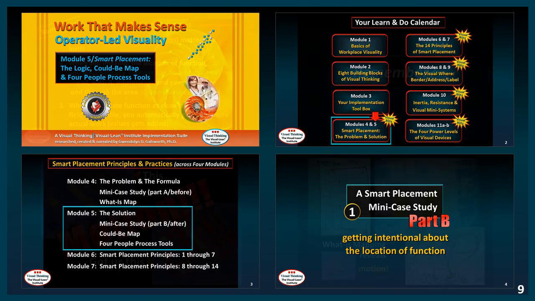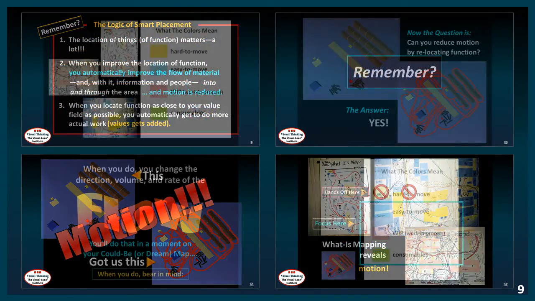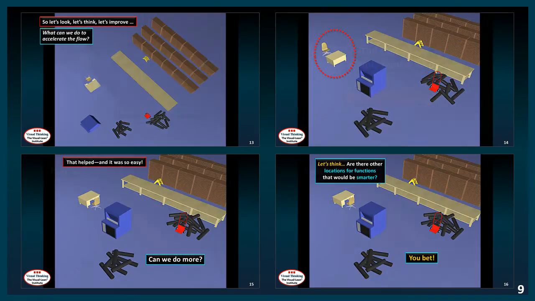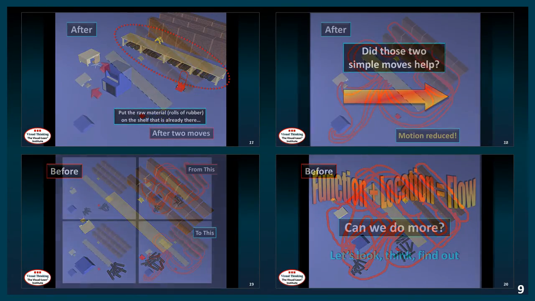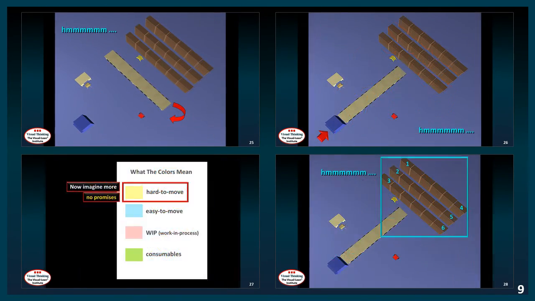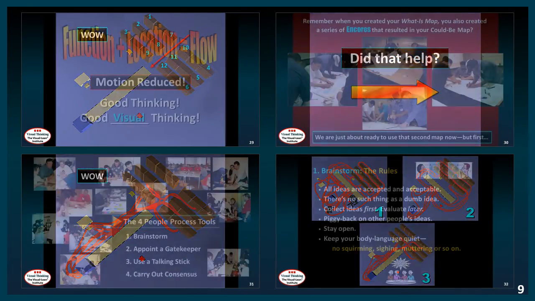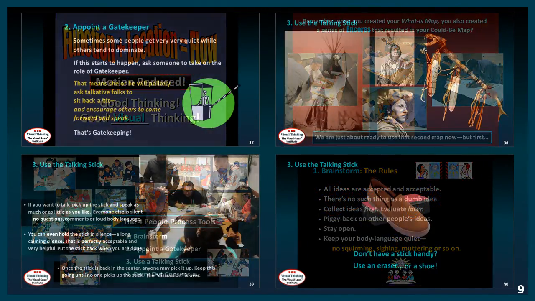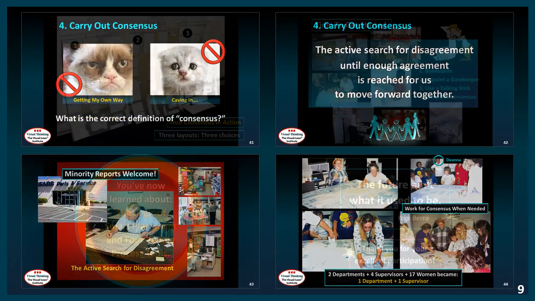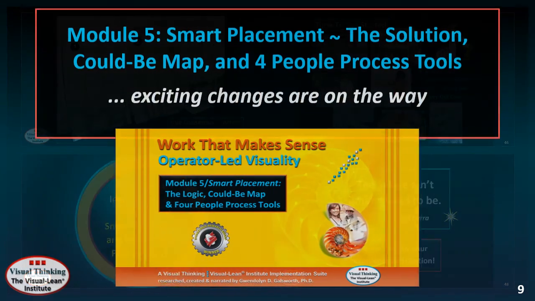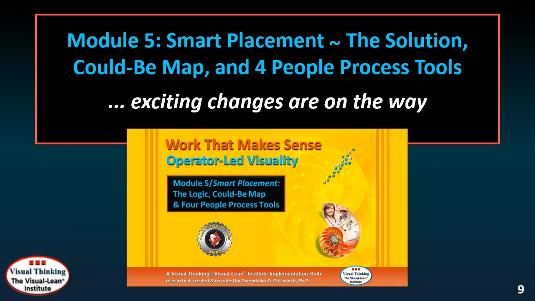Across the 50 fully narrated, fully animated slides in Work That Makes Sense Module 5, your value-add associates examine the second half of the case study that was introduced in Module 4. After that, your teams learn about the 4 people process tools that will help them think and create a range of improvement ideas, I-driven. Exciting changes are on the way.